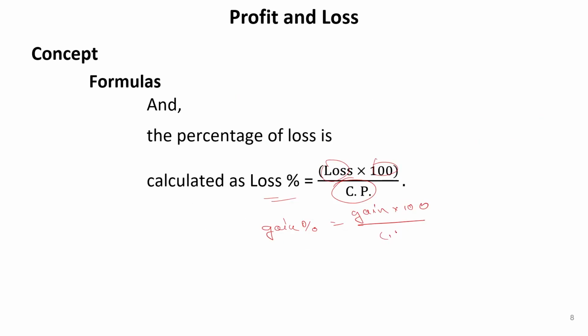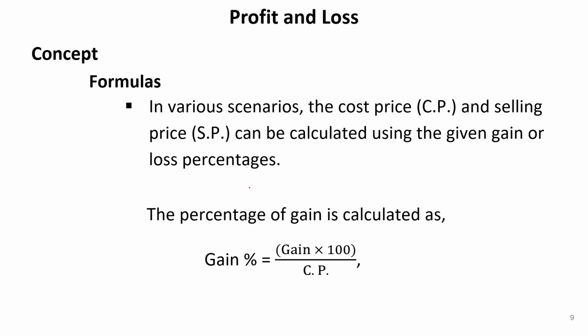So it will be CP, that is cost price, and loss will be also. So the only difference will be for loss percentage, here we will write loss, and for gain percentage we will write gain. Okay, so let's see. In various scenarios, the cost price and selling price can be calculated using the given gain or loss percentage formula.